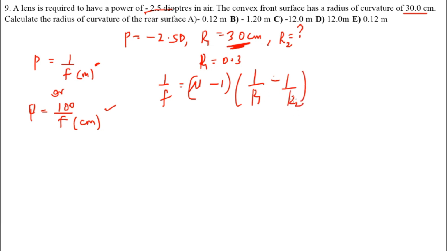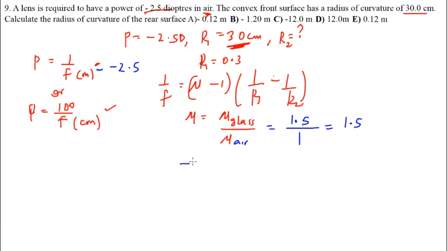R2 is what we need to find. We don't apply sign convention to what we have not found yet, to what is not known. The refractive index is that of the glass over that of the medium surrounding it, which is air. Since the refractive index of the glass is not given, I use 1.5, a standard refractive index for glass, and that of air is 1. So 1 over f is minus 2.5, which is the same as the power of the lens.